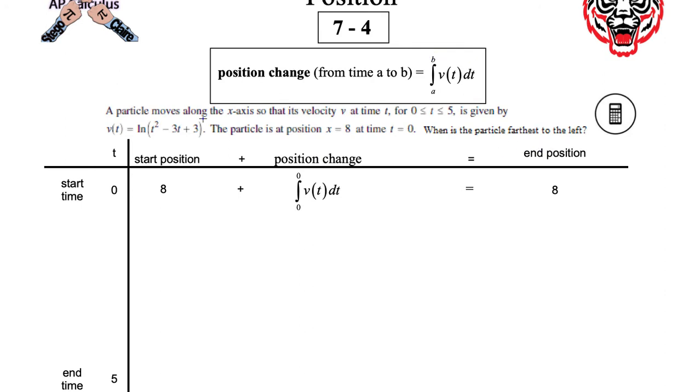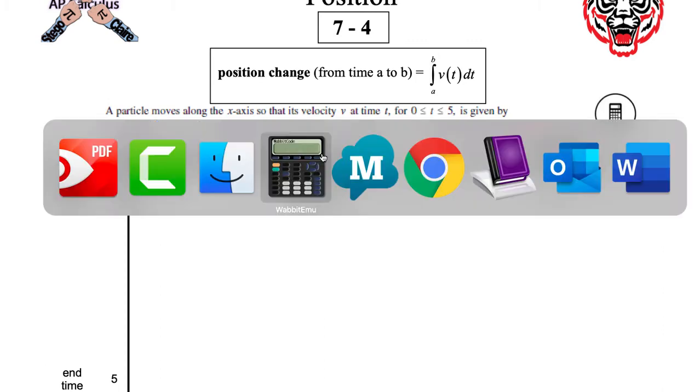All right, so we have a particle moving. Here's our window between 0 and 5. Here's our function. Is this the exact same question? Oh my gosh, it is the exact same question. Okay, well, let's do it again anyway.